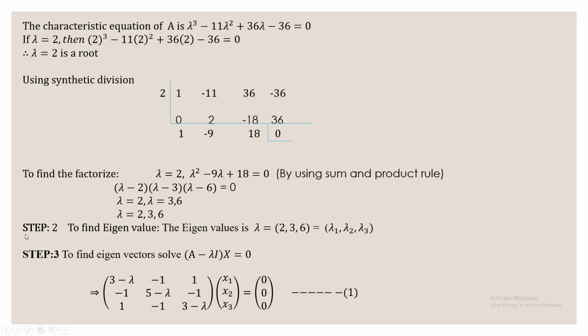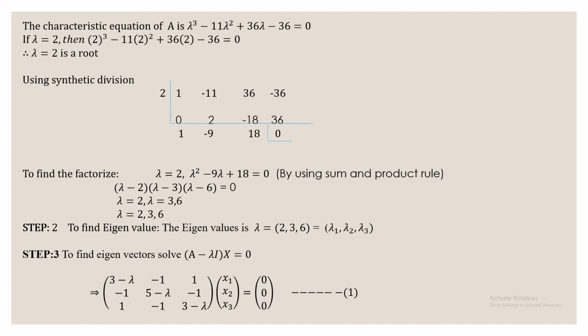And then step 2. What is step 2? You have to find the eigenvalues. So the eigenvalues are lambda equal to 2, 3, 6. These are your 3 eigenvalues. This is your step 2. Next we can find the eigenvectors. How to find the eigenvectors? A minus lambda I of x equal to 0. That is the characteristic equation. With the help of the characteristic equation, the characteristic vectors you find are called eigenvectors.